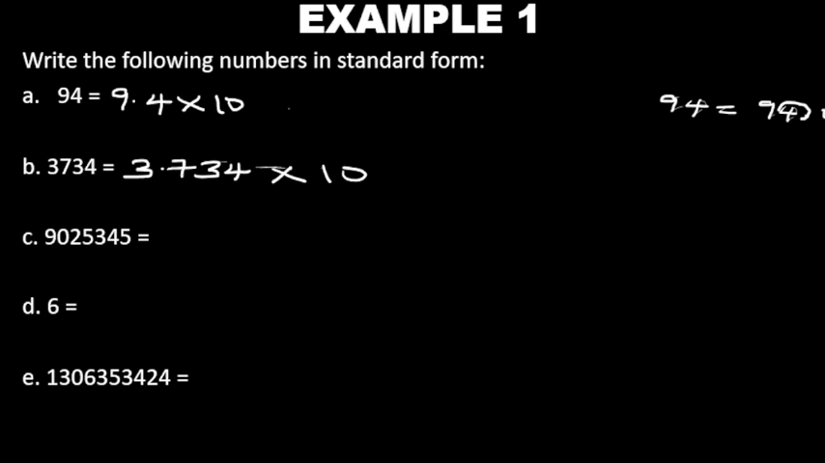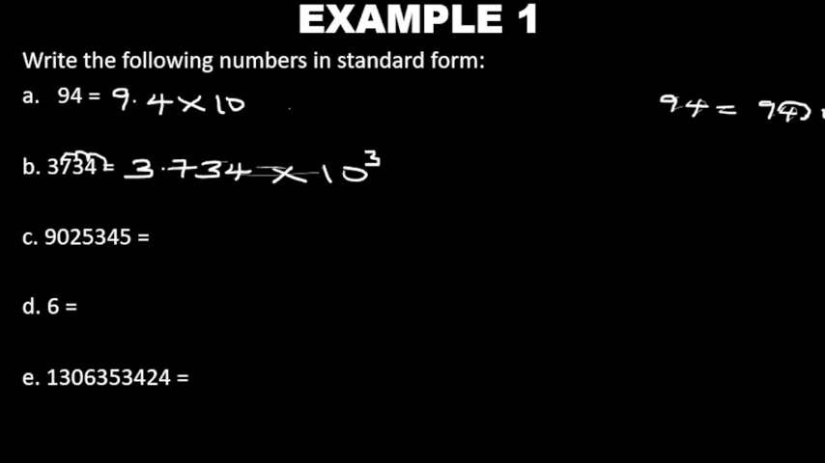So from here, we are going to shift the point how many times? 1, 2, 3. 3 times. So that will be 10 raised to the power of 3. So 3,734 expressed in standard form will give us 3.734 times 10 raised to the power of 3.